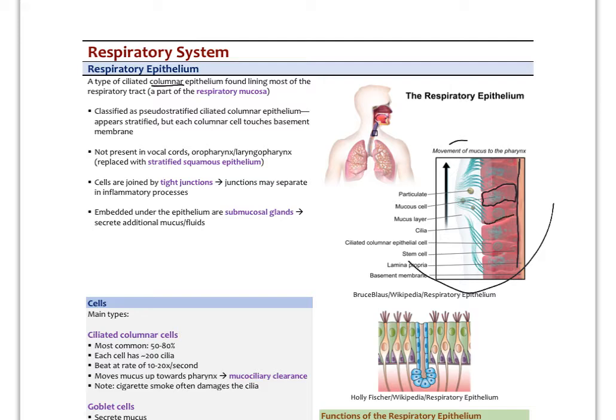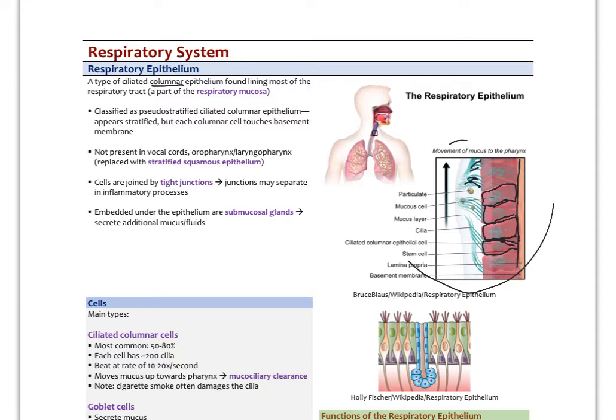So the way these cells are arranged, it looks like there are different layers of columnar cells, but if you trace each one of them, only a single one touches the basement membrane. So sometimes we call that pseudo-stratified. But basically the columnar epithelium is ciliated. It has cilia on top.